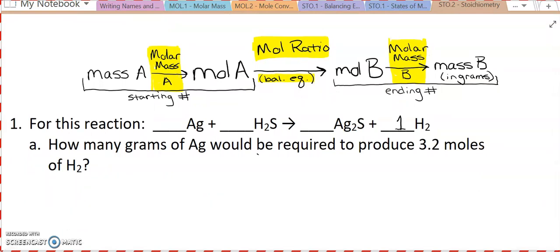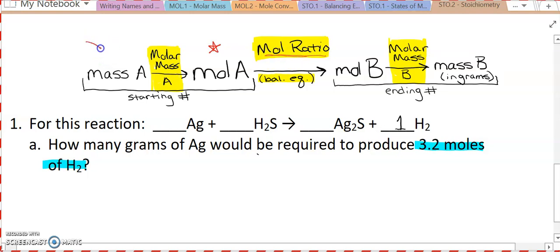When I read a question and it tells me that I'm starting with 3.2 moles of hydrogen, it means that, hey, I'm starting here and I can use my mole ratio as my starting point. If I start with moles, I don't care about the molar mass on the starting end. I don't care about the molar mass of H2. Instead, I can go straight to that mole ratio to get moles of my ending product.